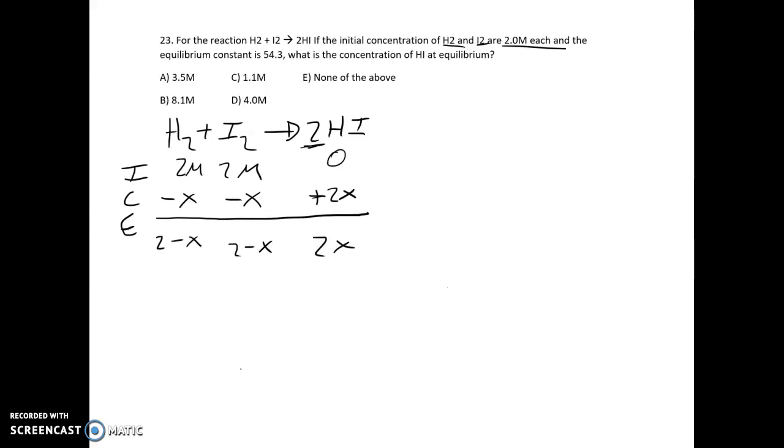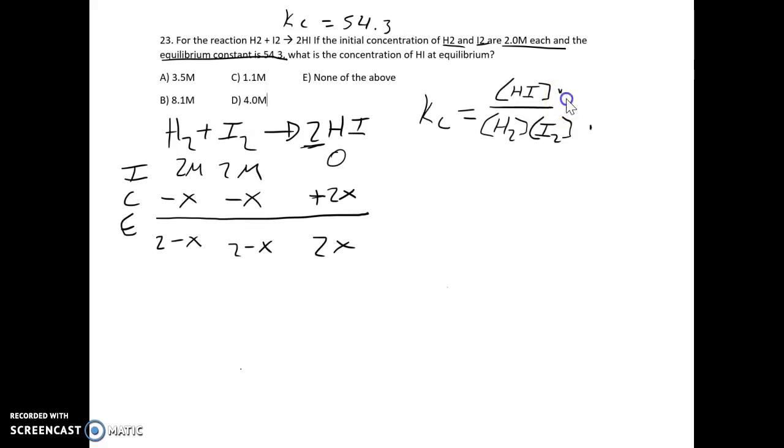So now we have to set up the equation for our equilibrium constant, and before anything, they tell us that our Kc is equal to 54.3, and we know that our equilibrium constant is equal to the concentration of the products over the concentration of the reactants. Remember that our hydrogen iodide has that 2 right here, so our hydrogen iodide is going to be squared.